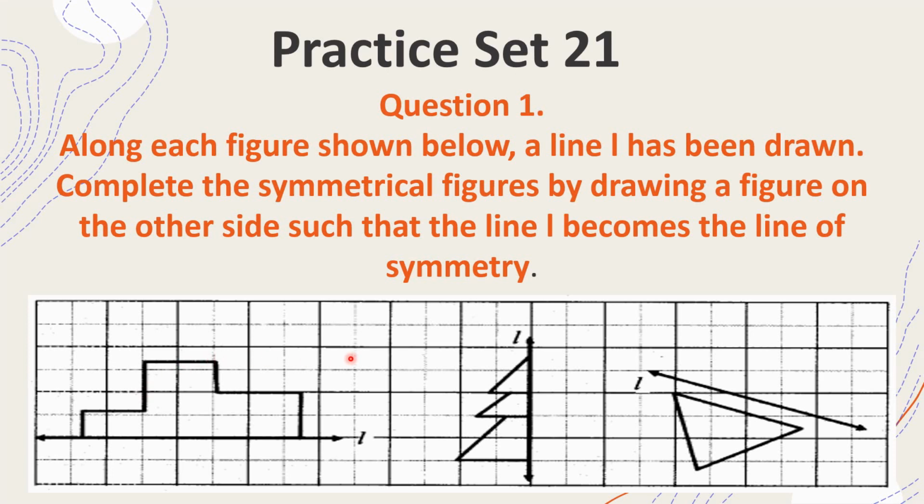figures. So here you can see the line L has been drawn. So we have to complete the symmetrical figure by drawing figures on the other side, means on the next side we have to draw, such that the line L becomes the line of symmetry. So this line should be our line of symmetry.